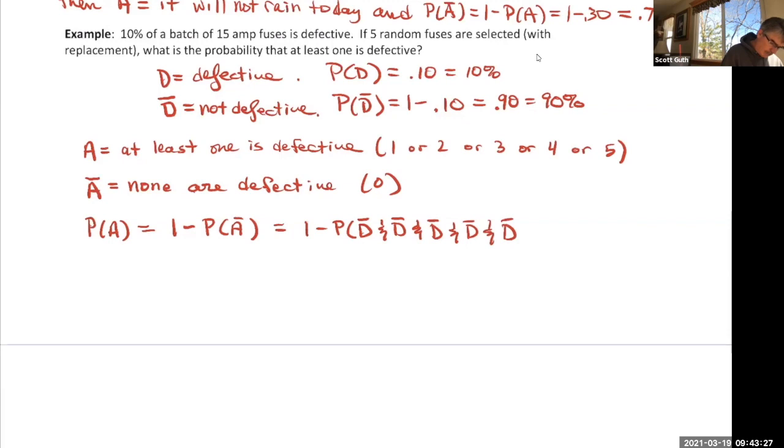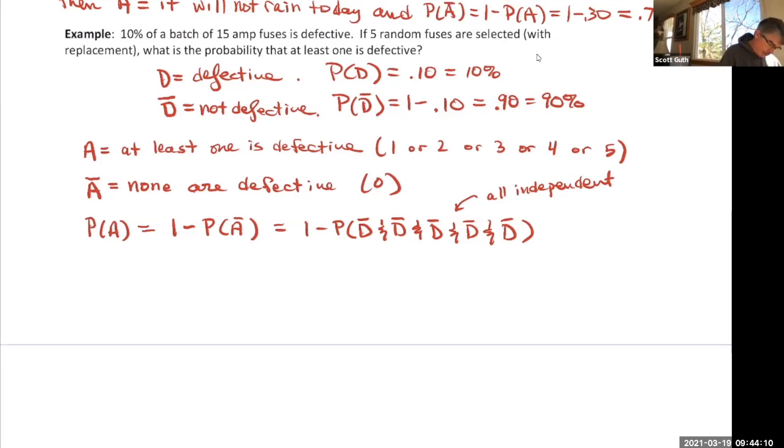Okay, so that's a lot of multiplications. You're picking the fuses with replacement. So these are all independent. And if you want, make a note, that's because we're picking with replacement. So every time you pick a fuse, it's just like when you picked the prior fuse because you put it back and then you did another random pick. Okay, so if they're independent, and just means multiply.